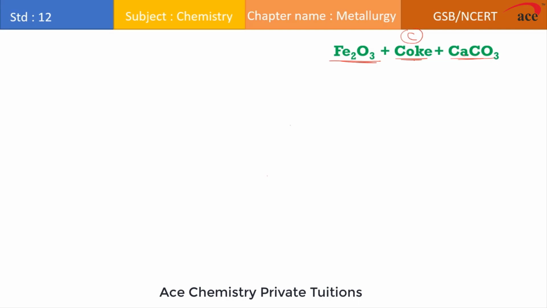So calcium carbonate is going to produce one component, calcium oxide, which is a source of flux. This mixture of Fe2O3, coke and calcium carbonate is referred to as charge. These components are mixed in the ratio of 12:5:3, where the major component is the metal compound, that is Fe2O3. Coke is acting as reducing agent and calcium carbonate is acting as source of flux.